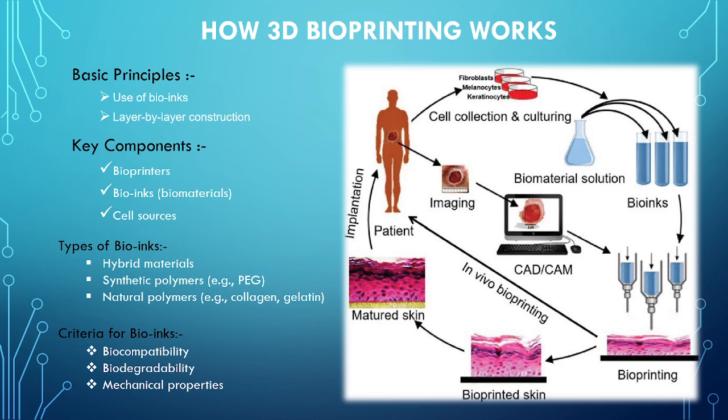So let's see the basic principles of this technology. As I told you, use of bioinks and layer by layer construction. So what do you mean by bioinks and biomaterials? In order to build up a 3D structure, for example, if you want to build a house, you need cement, concrete blocks, iron bars, and so many other things as well, right? So these are the important things, right?